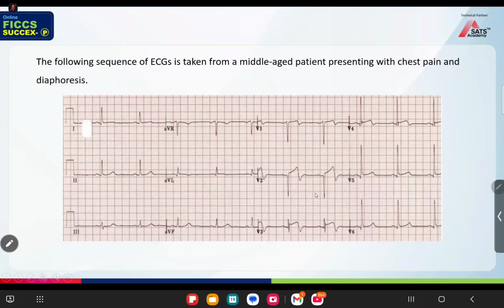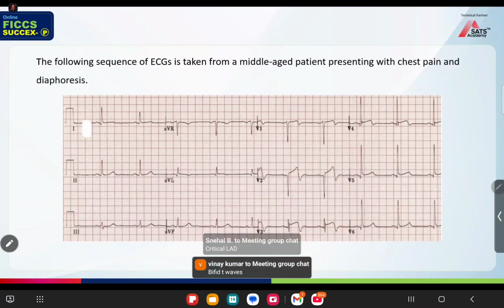Any specific comment on this pattern? You know, any specific name given to that? Sorry, ma'am, I'm unable to recall that name. Okay.